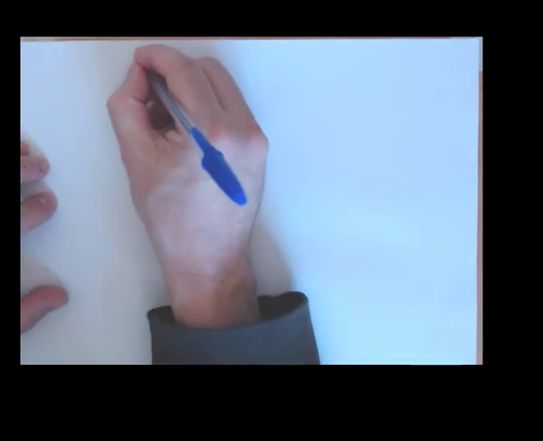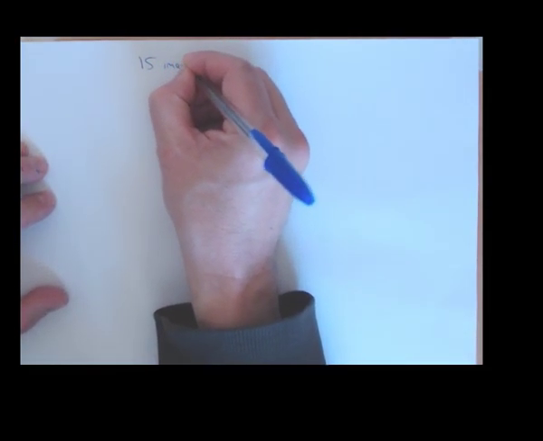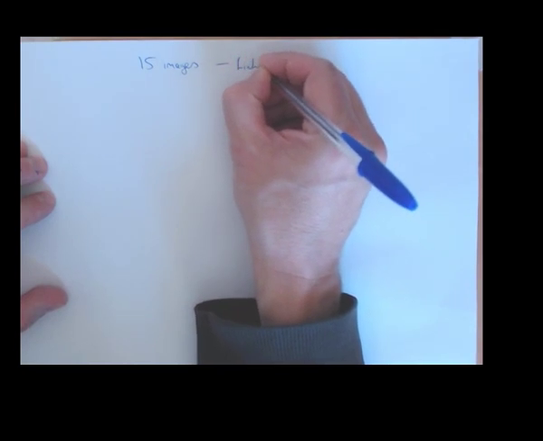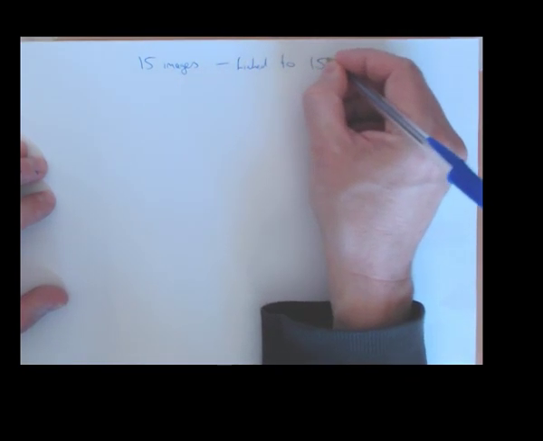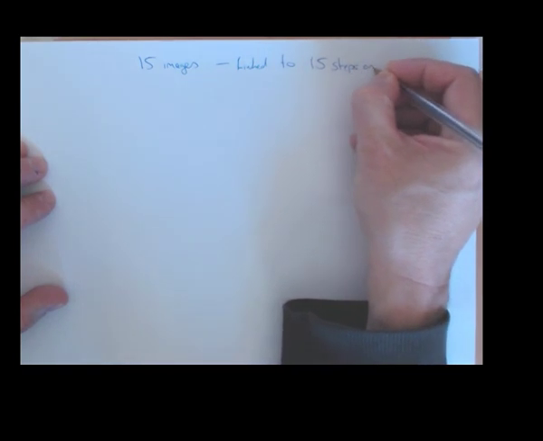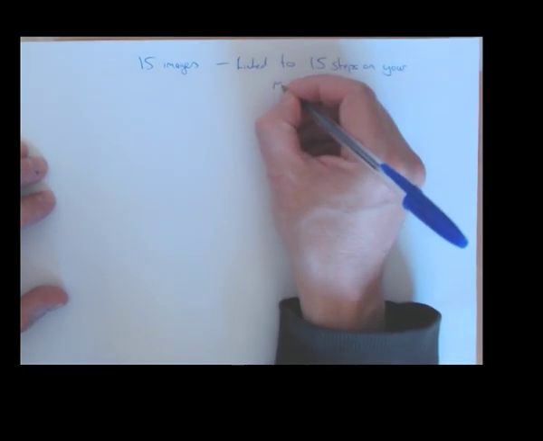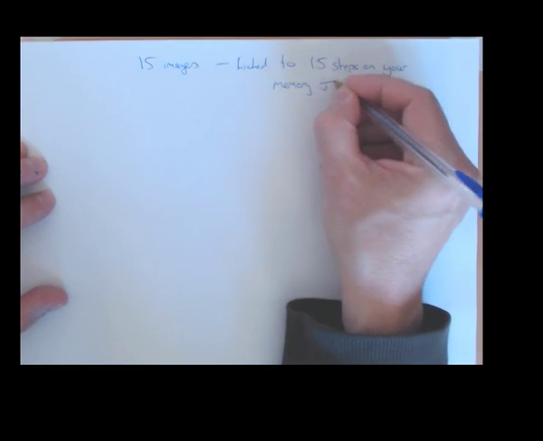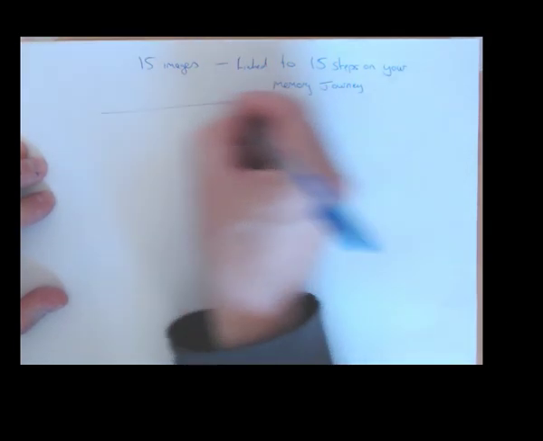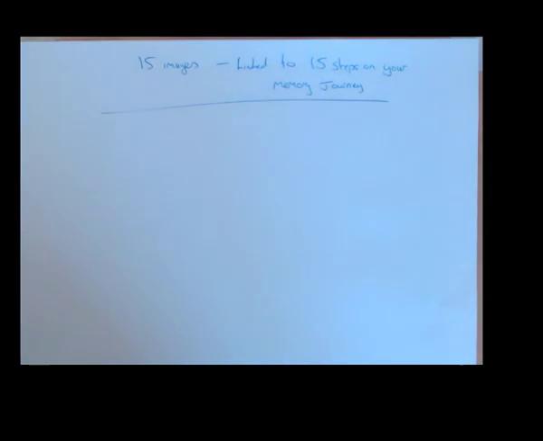So last fortnight you memorized 15 different images. You linked those images to 15 steps on your memory journey. You should be able to, without looking at anything or thinking about anything, read out those 15 images.